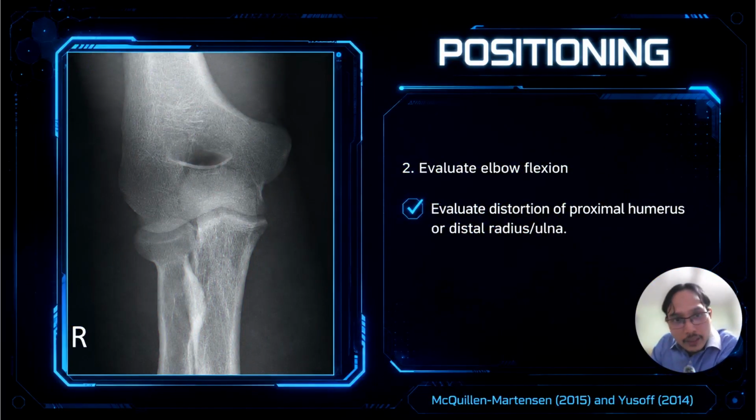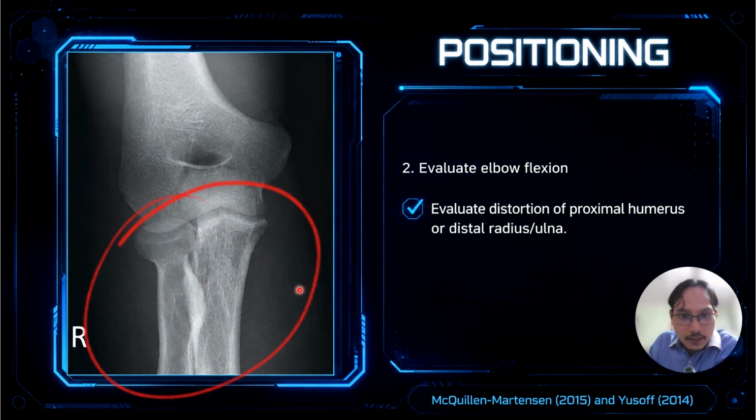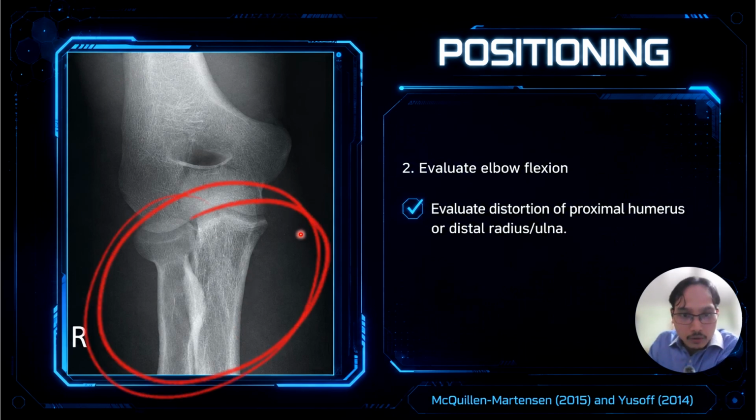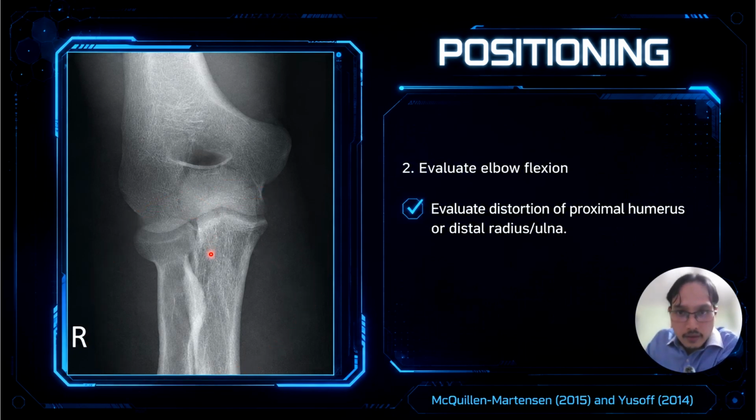Next, we evaluate the elbow flexion. We need to evaluate the distortion or foreshortening of the distal humerus and proximal ulna. The distal humerus is demonstrated without foreshortening, but the proximal forearm is severely distorted. The humerus was positioned parallel with the IR and the distal forearm was elevated.